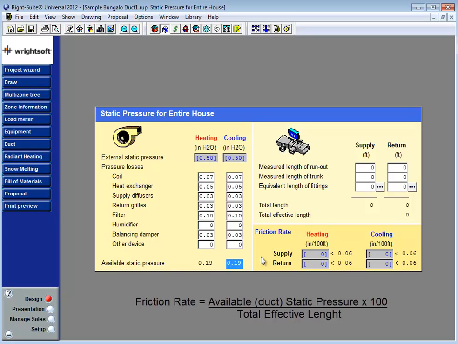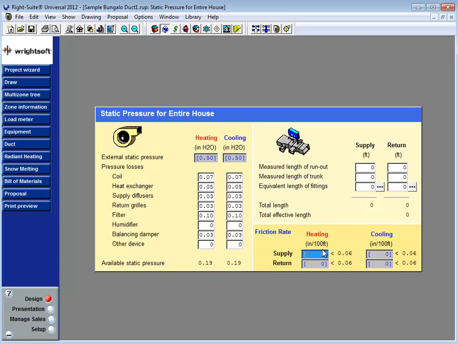Once our available static pressure is set, we're ready to move on to the next step of our duct design process. However, we will be back to our static pressure page to find out what the actual design friction rate of our system is and determine whether or not it's within the acceptable range.